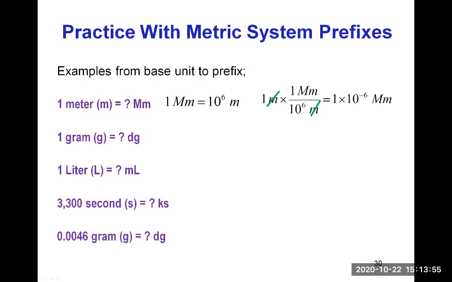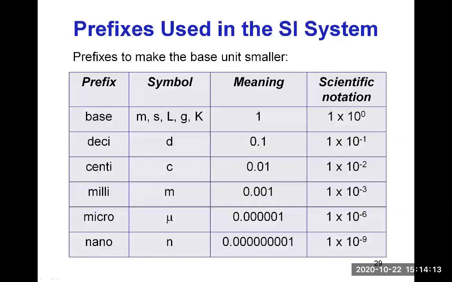Next, let's do 1 gram. What is it in decigram? D is for deci. So let's look at the value of the decigram in its table. The value of the deci prefix is 0.1. So 1 decigram will be equal to 0.1 gram, right? You change deci by its value and you get 1 decigram is 0.1 gram.